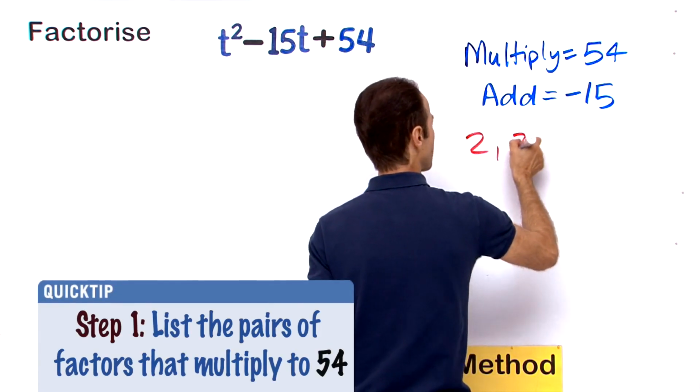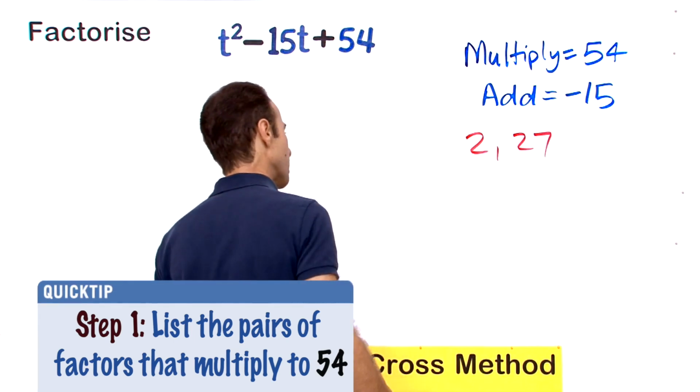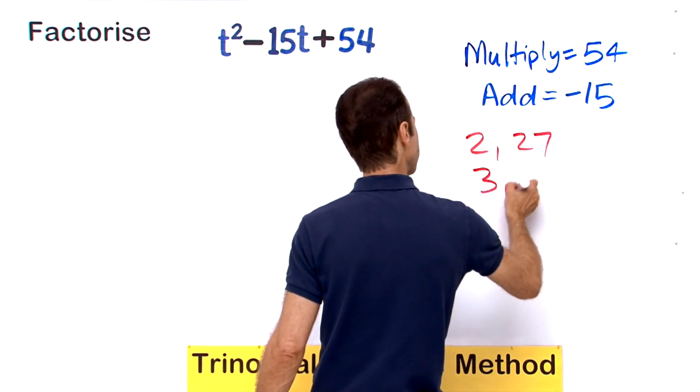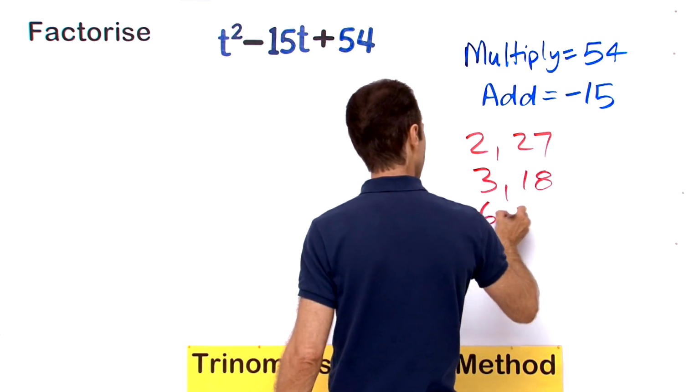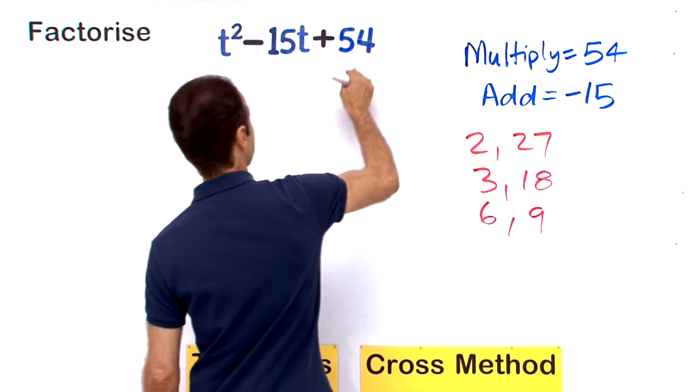Well, 2 and 27 give us 54. What else? 3 and 18. And what else? 6 and 9. 6 and 9 gives us 54.